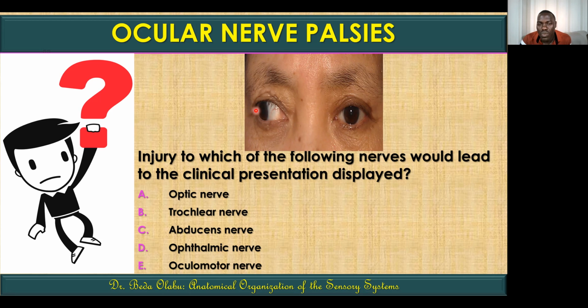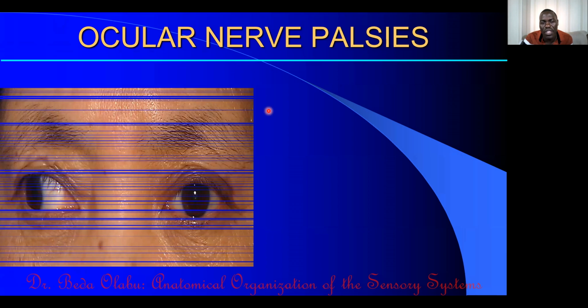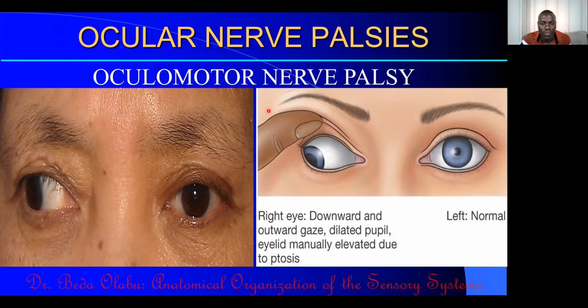Let me ask you, what is causing the eye to be abducted? Which muscle is pulling the eye for abduction? The lateral rectus. Yes, it's because of the unopposed action of lateral rectus, perhaps also because of the unopposed action of the superior oblique. So this is what you get in oculomotor nerve injury. However, when you're talking about oculomotor nerve injury, there's much more to say. This is how your patient will actually present.